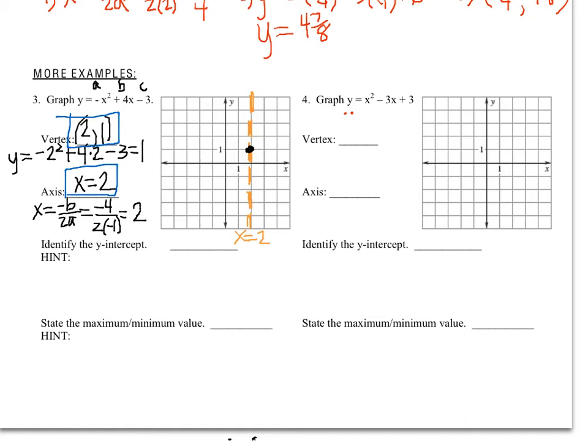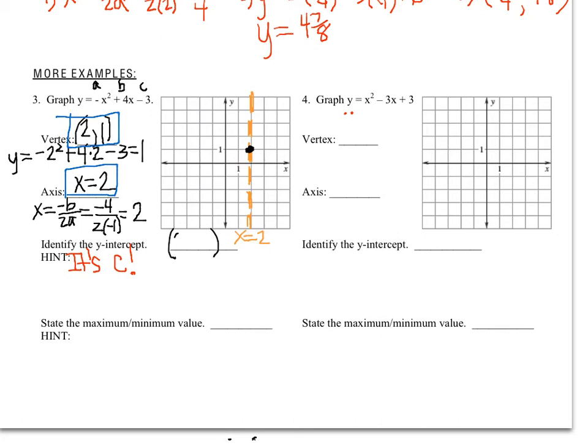Next, it says identify the y-intercept. I'm going to give you a hint here. My hint for you is it's C. C is always your y-intercept, okay? Because when you put 0 in for x, the x squared is going to be 0, the 4x is going to be 0, and you're left over with just your C. So your y-intercept is always C.